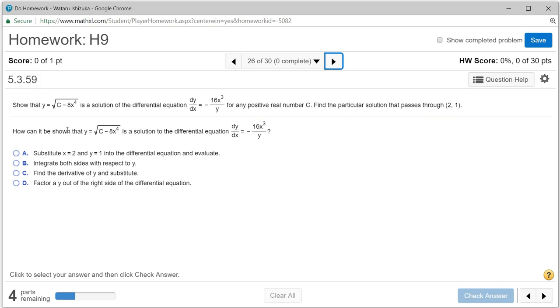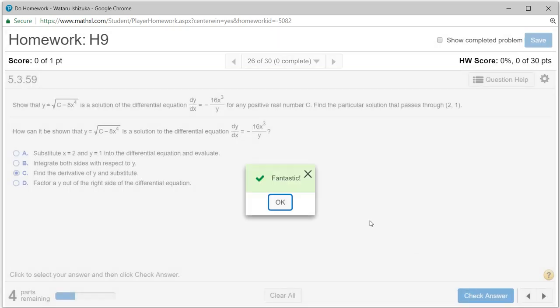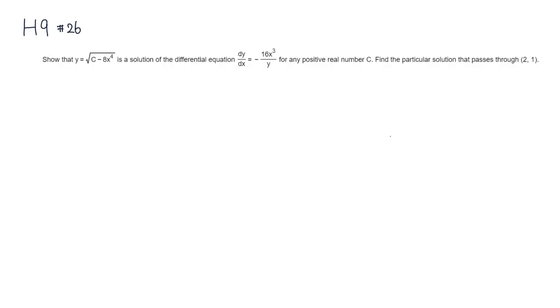First question: how can it be shown that y equals the square root of c minus 8x to the fourth power is a solution of this differential equation? What we have to do is find the derivative and then substitute. Check the answer. We got that. Perform the operation selected in the steps. So we just need to take the derivative.